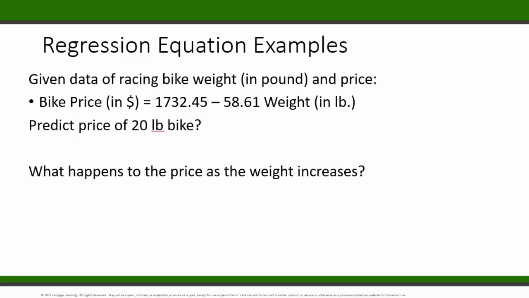First, let's make a prediction of a bike that weighs 20 pounds. We plug in 20 pounds for the weight. Multiplying 20 by 58.61 gives us 1172.20. So subtracting this from 1732.45 gives us $560.25. So that would be the predicted price.